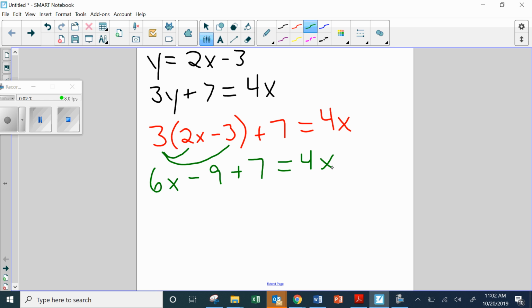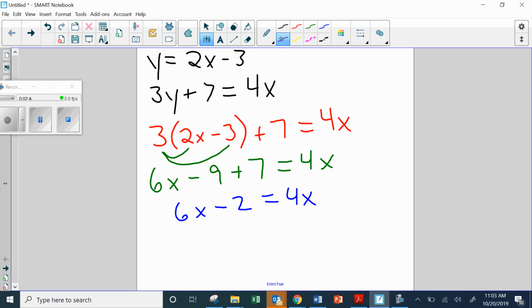So now I have like terms on the left-hand side. I just look at one side of the equation at a time. So I have negative 9 and positive 7. So I can combine those and say 6x subtract 2 equals 4x. Now I say, okay, well, I don't have any like terms on the right side. I only have one term on the right side, so I can't have any like terms. But I do have like terms across the whole equation.